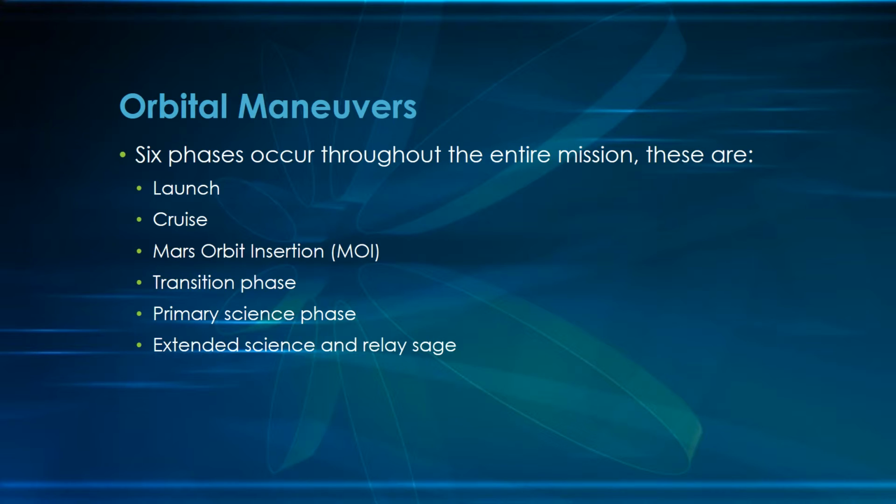The transition phase got it into orbit close enough to the atmosphere to conduct experiments. Then in the primary science phase, which it is currently in, it is able to conduct experiments for a year, and the extended science and relay phase increases the orbit of the MAVEN spacecraft so that it can act as a relay satellite for future Martian missions.